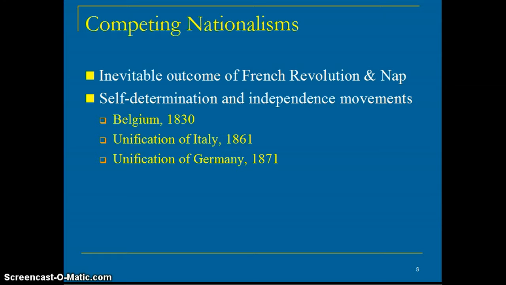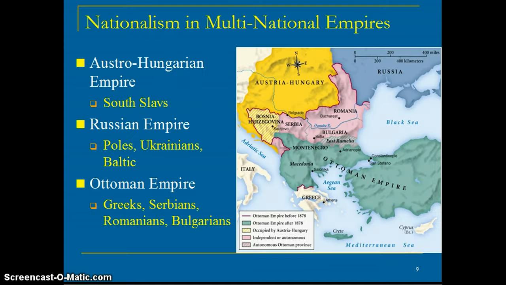So we got Belgium in 1830 becoming independent, Italy in 1861, and then Germany becomes unified and separates itself from the old Austria or Holy Roman Empire. In 1871 they become a country, their own nation, and they start to grow very quickly. So this sets up the idea that this is what should happen for those European territories.